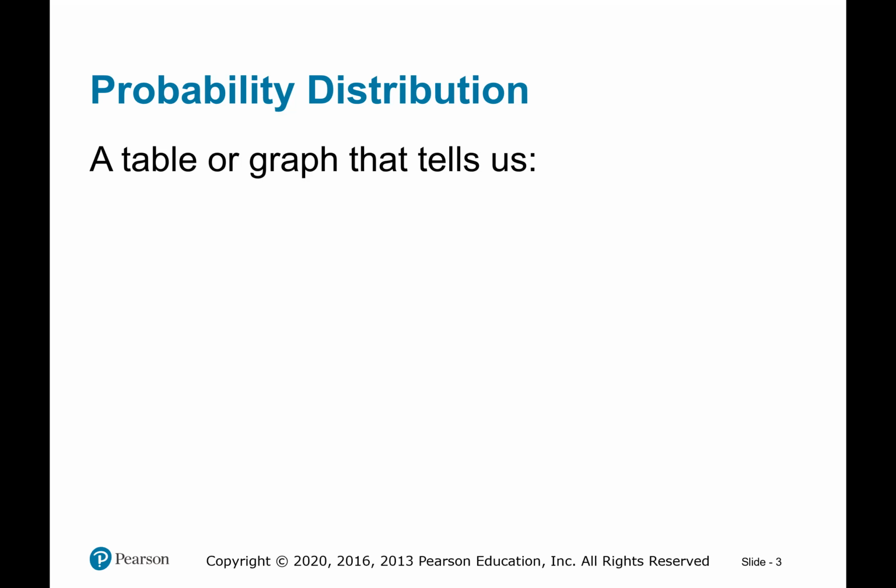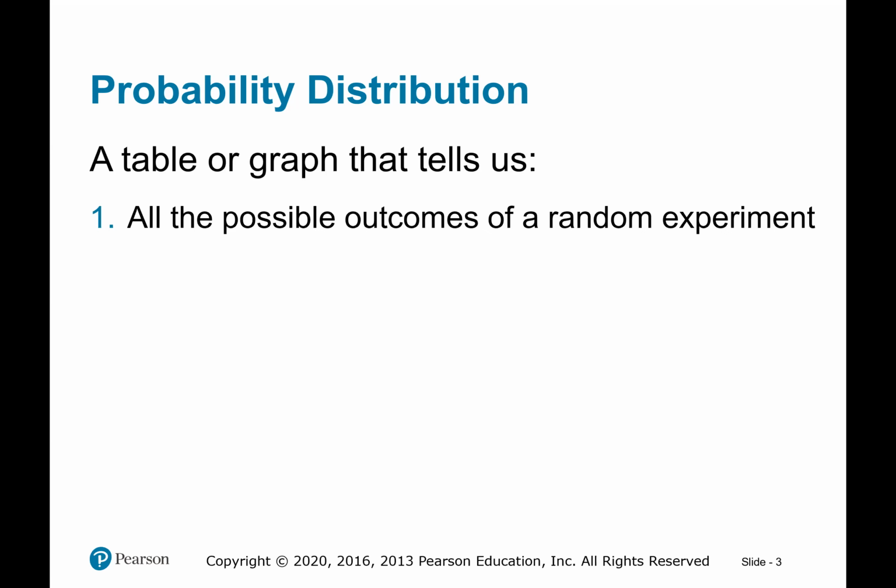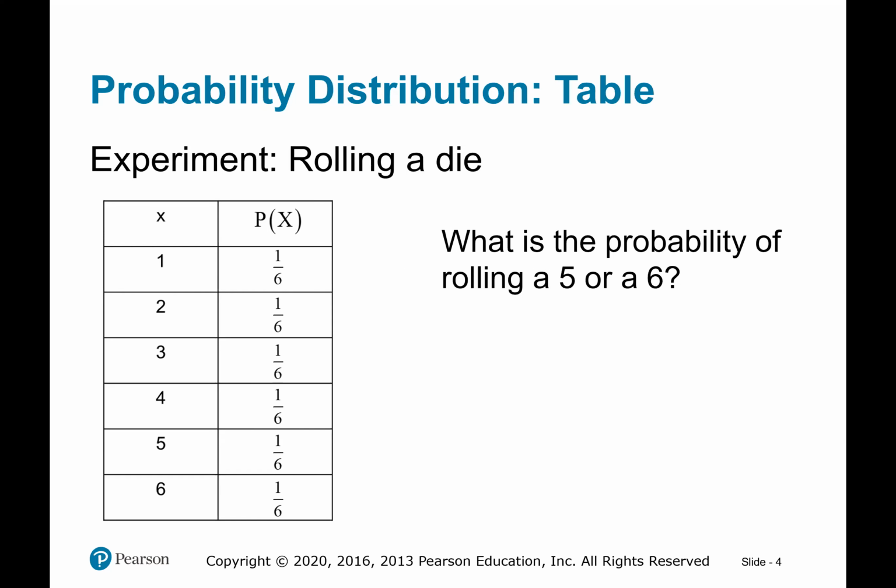Okay, so probability distributions. It is a table or graph that tells first all the possible outcomes of a random experiment. Second, the probability of each outcome. Okay, and now let's do a table that has an experiment of rolling a die.